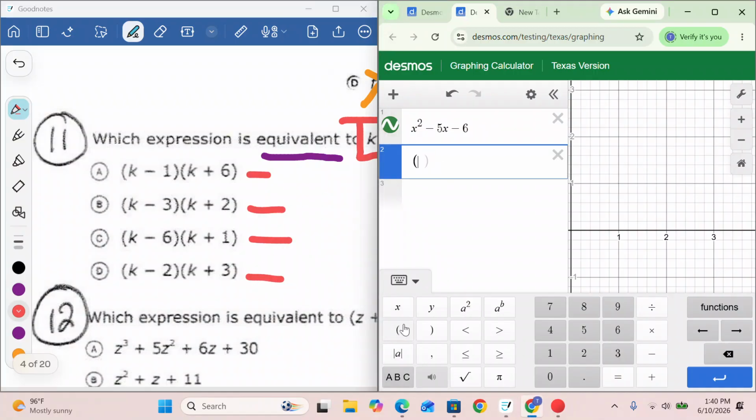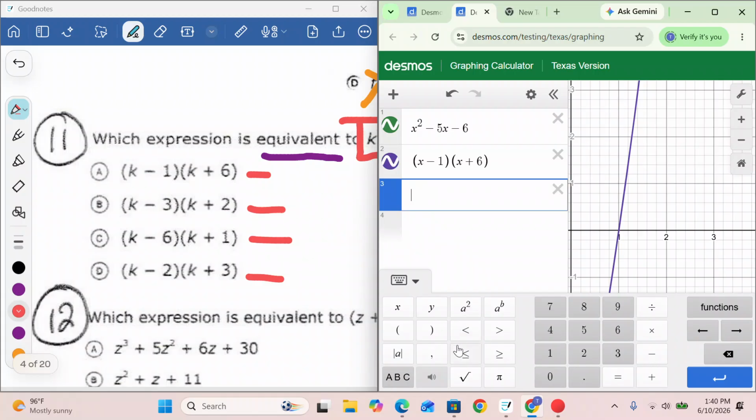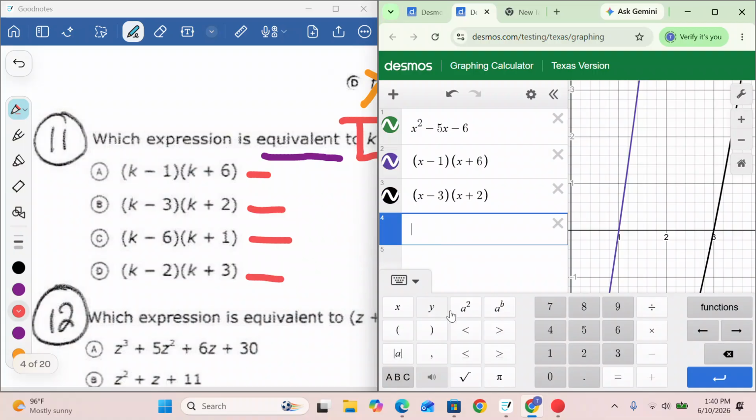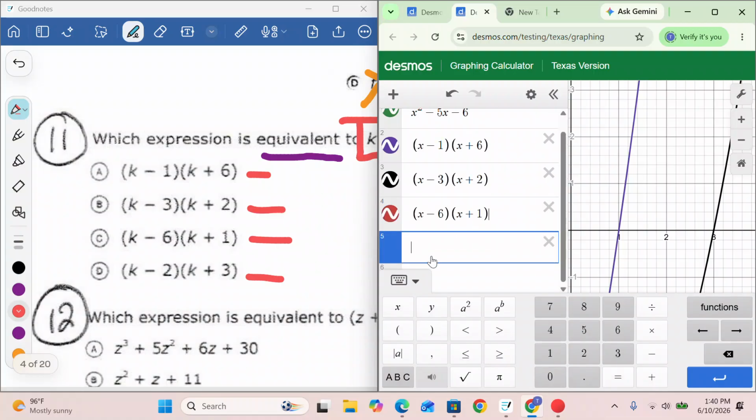And all I'm going to do is go x minus 1, close parentheses, open parentheses, x plus 6, close parentheses. So that is the second one. Then I'm going to put the third one, and it's going to be x minus 3, close parentheses, open parentheses, x plus 2, close parentheses. So then I have that one as letter B. Then I have this one as letter C. I have x minus 6, close parentheses, open parentheses, x plus 1, close parentheses, and letter D is going to be open parentheses, x minus 2, close parentheses, open parentheses, x plus 3, close parentheses.